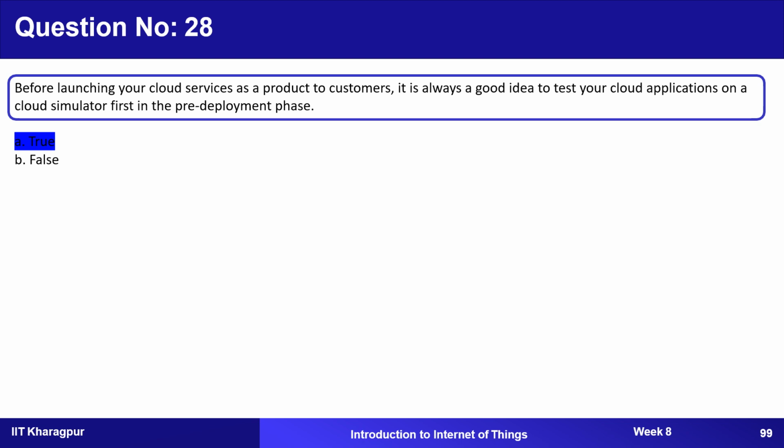Before launching your cloud service as a product to customers, it is always a good idea to test it, because you can see whether your product is able to handle the particular load or not, and whether it is working properly or not. So it is a good idea to test that application on a cloud simulator.